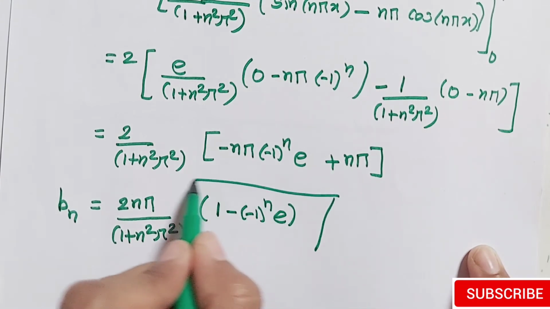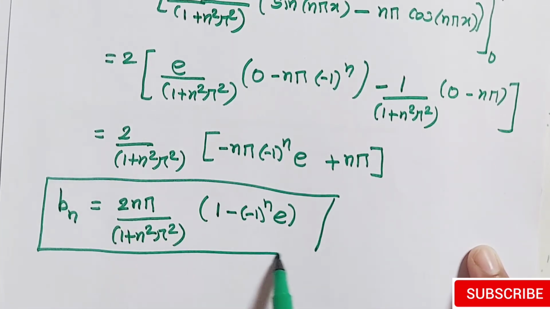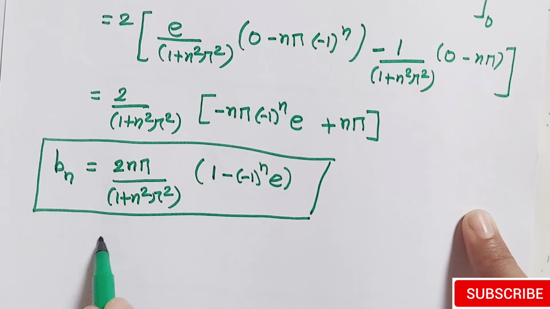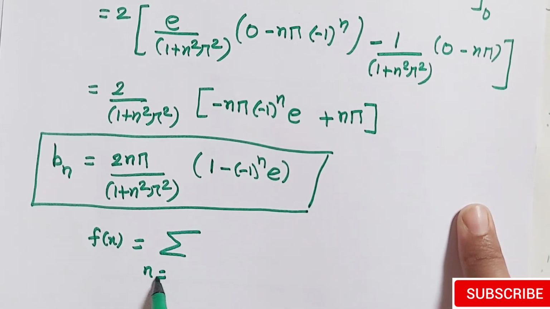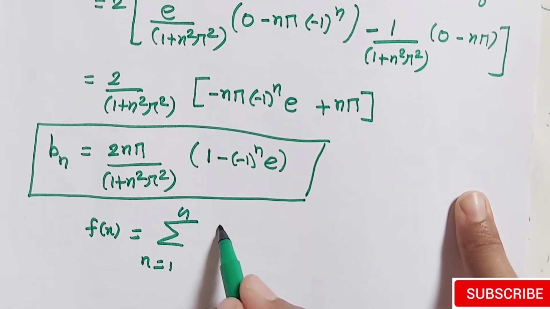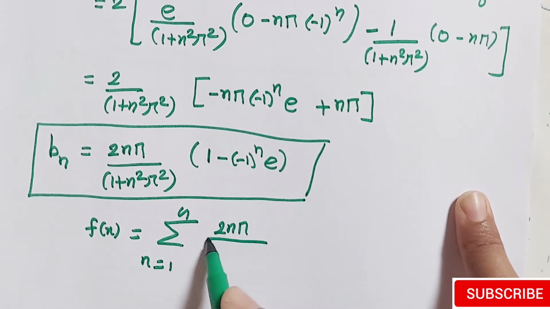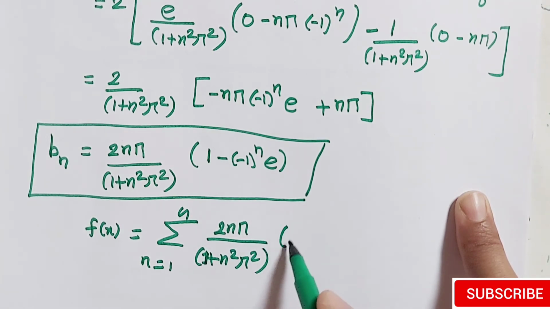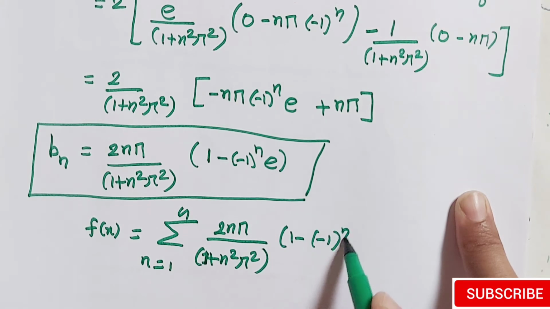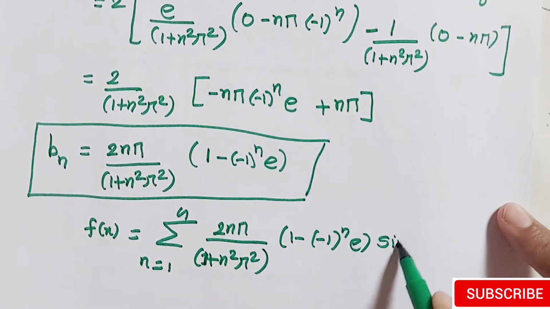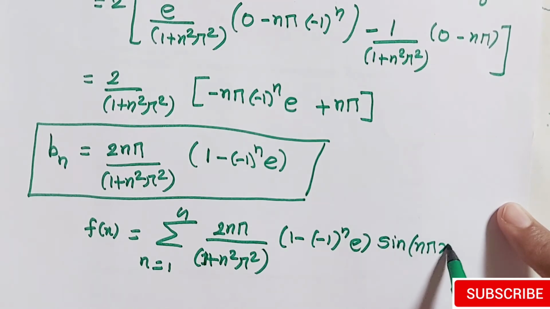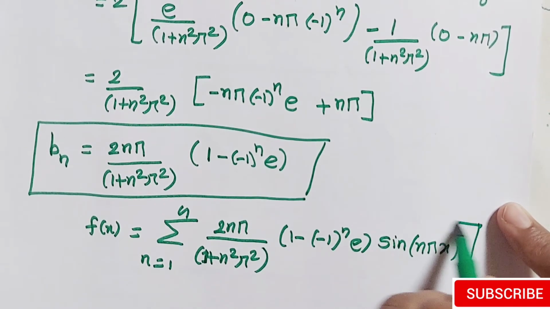And for the half range sine series we just require Bn, so therefore f of x is equal to summation n varies from 1 to infinity, 2n pi divided by 1 plus n square pi square, into 1 minus minus 1 raised to the power n e, into sine n pi x, and this is our final answer.